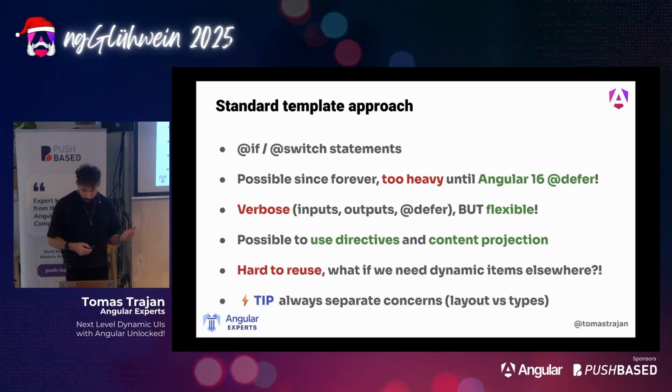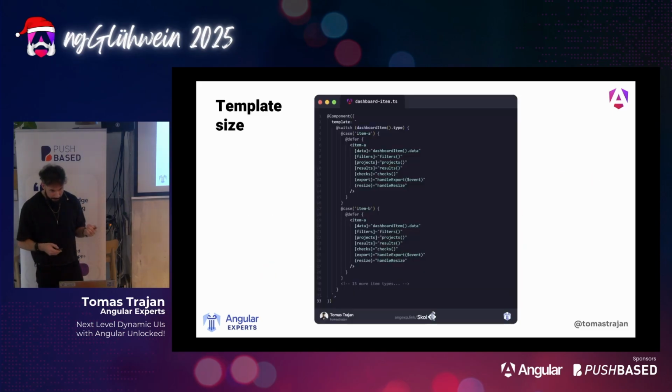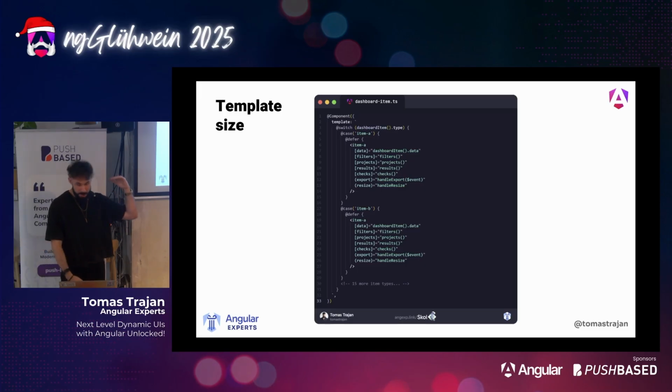And as a tip, always make sure to separate the layouting from the actual types. That means those individual dashboard items or any other generic components should not lay out themselves. They should be laid out in some kind of container. Perfect. So and then in practice, it would be more like this, right? There will be much more inputs, much more outputs, and it will be not just 2 items, but maybe 20 items, and then it starts to get a little bit problematic.